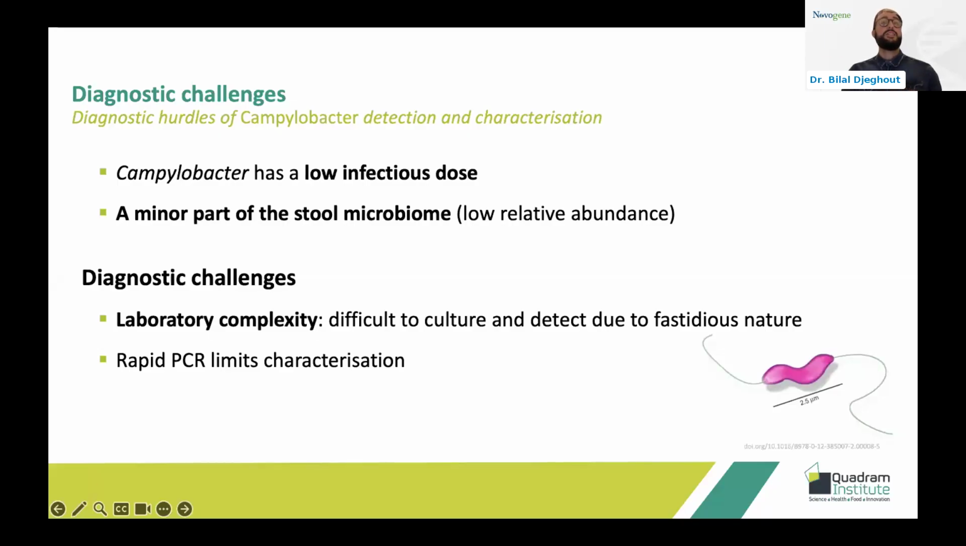So diagnosing Campylobacter isn't straightforward. The infectious dose is low, and it's often a minor part of the stool microbiome, making detection challenging. Currently, our diagnostic methods for Campylobacter have limitations. Culture-based methods are slow and can be difficult, while PCR is faster, but it provides limited information beyond presence or absence. Neither of these methods give us a complete picture of the strain's genetic makeup, which is crucial for public health surveillance and understanding the spread of antibiotic resistance.